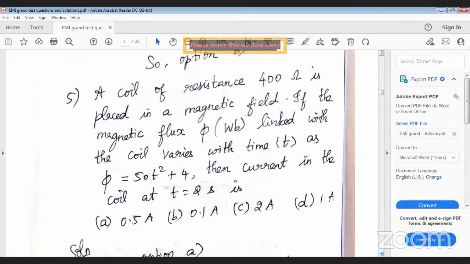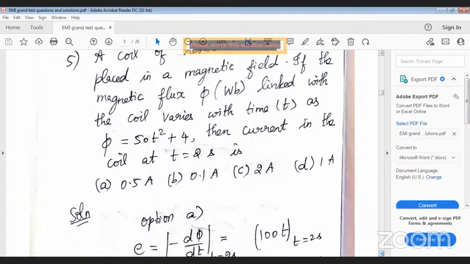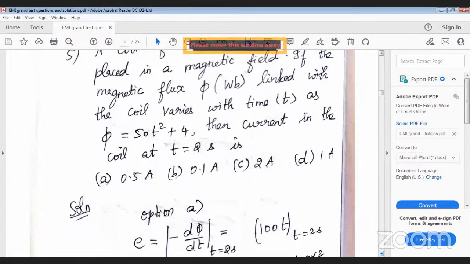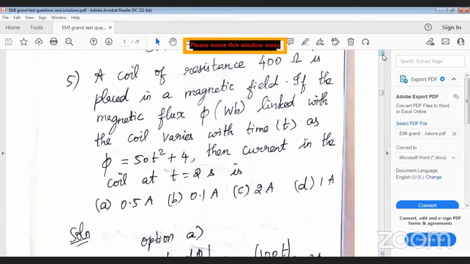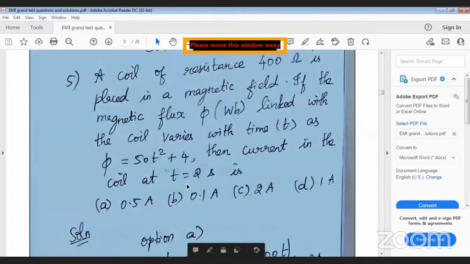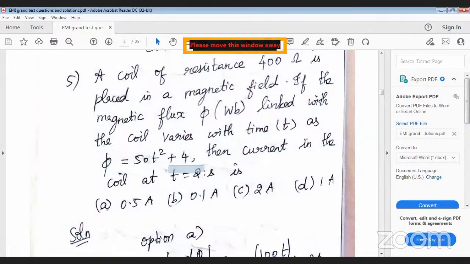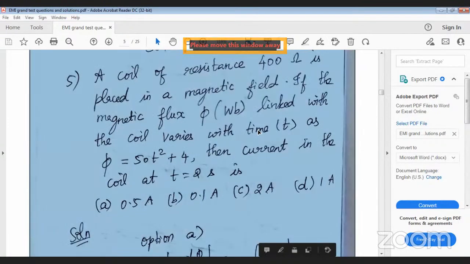And question number 5: a coil of resistance 400 ohm is placed in a magnetic field. If the magnetic flux phi Weber linked with the coil varies with time t as phi equal to 50 t squared by 4, then find the current in the coil at t equal to 2 seconds. They have given you the magnetic flux value, and you need to find out the value of current in the coil at t equal to 2 seconds.